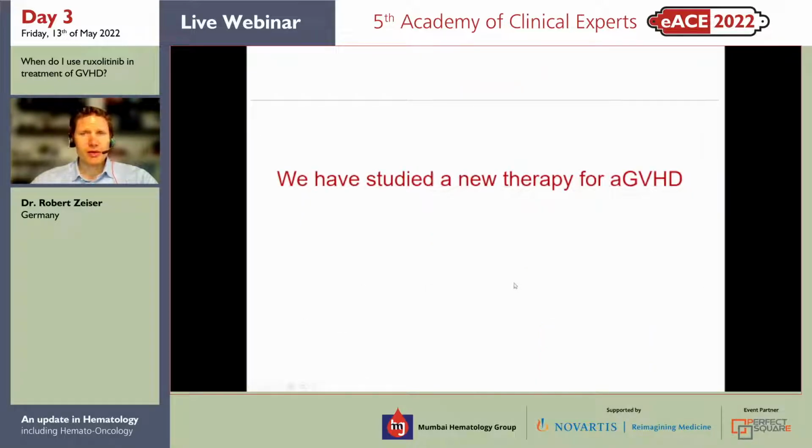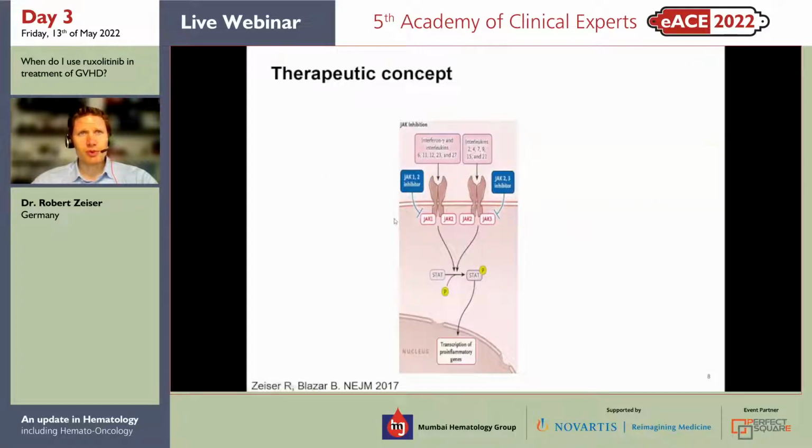We started a while ago to develop a new therapy for graft-versus-host diseases. The therapy is based on the inhibition of Janus kinases, which are downstream of cytokine receptors.